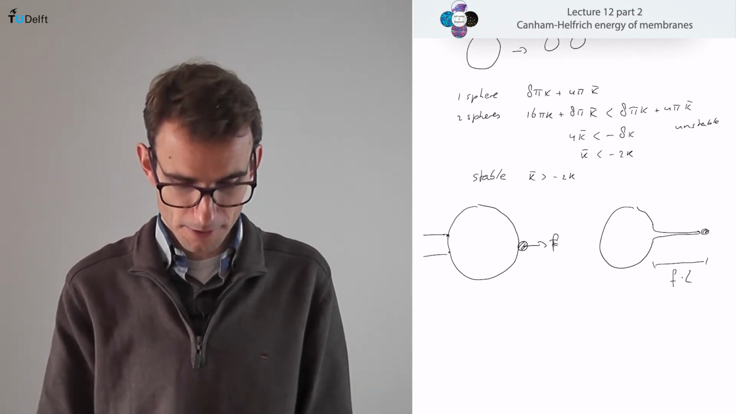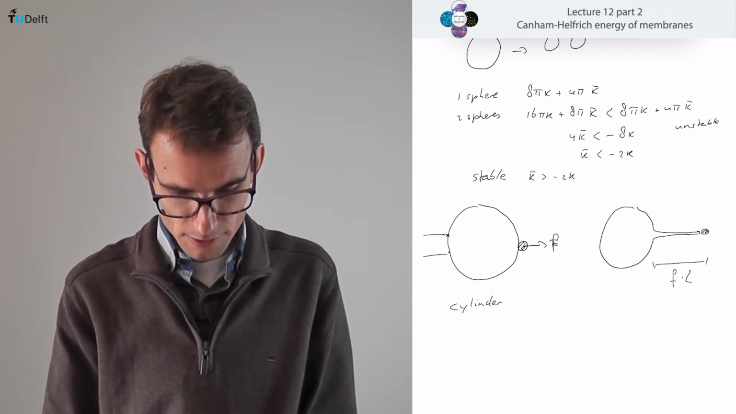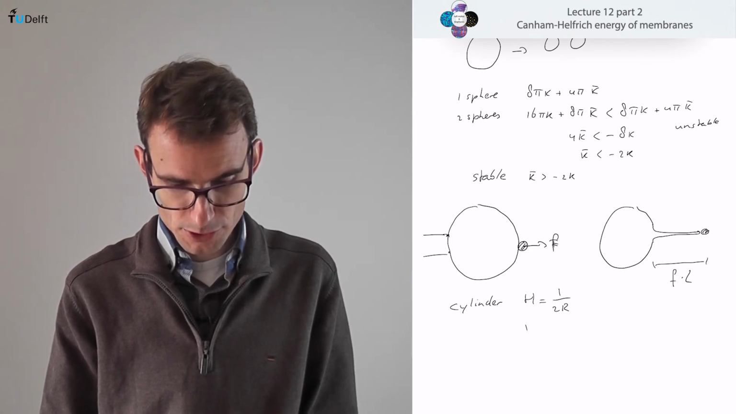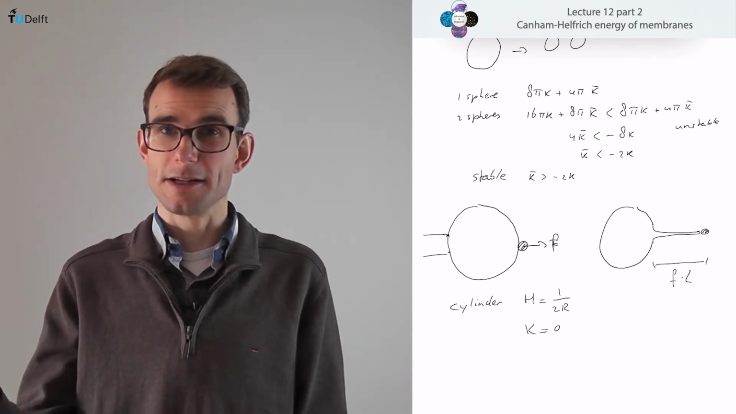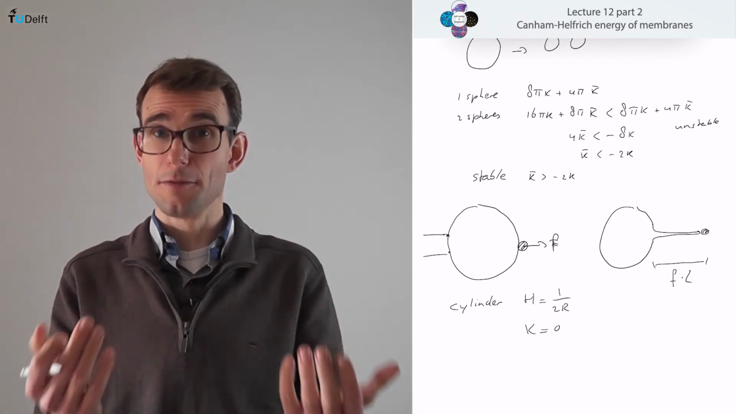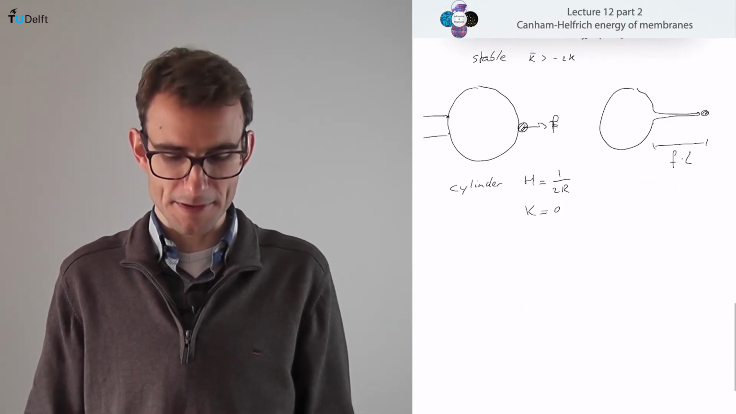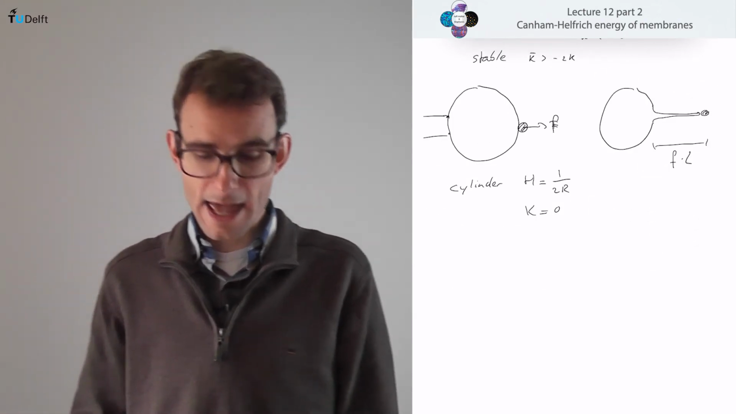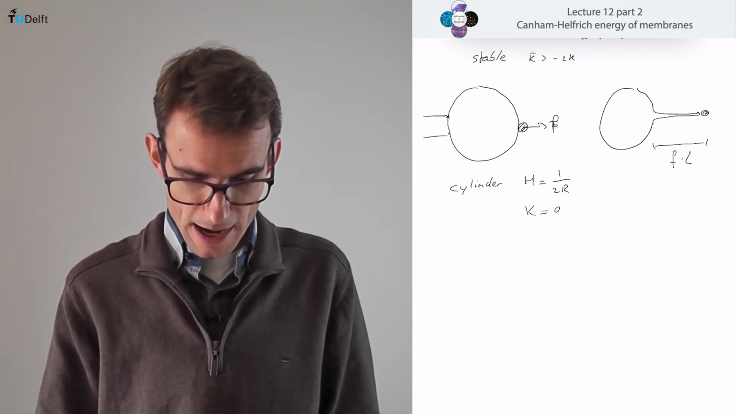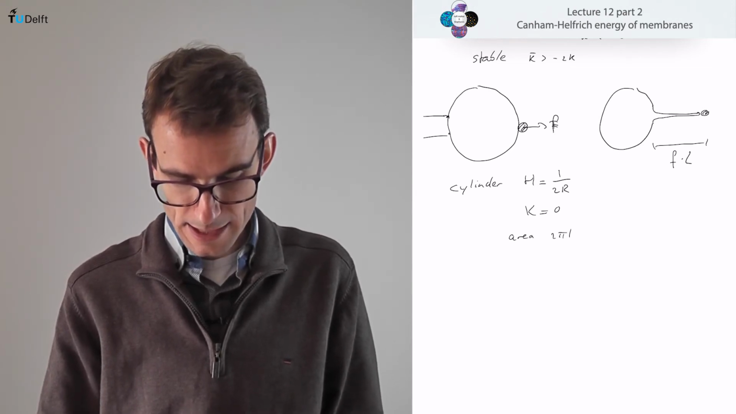So for a cylinder, I'm going to have a mean curvature of 1 over 2r. I'm going to have a Gaussian curvature of 0, and indeed the cylinder has a hole. If I were to close the cylinder on itself, I would get a torus, so that's consistent with the Gauss-Bonnet theorem statement. And the area element, since this is again a constant, the area of a cylinder is of course 2 pi r times the length.